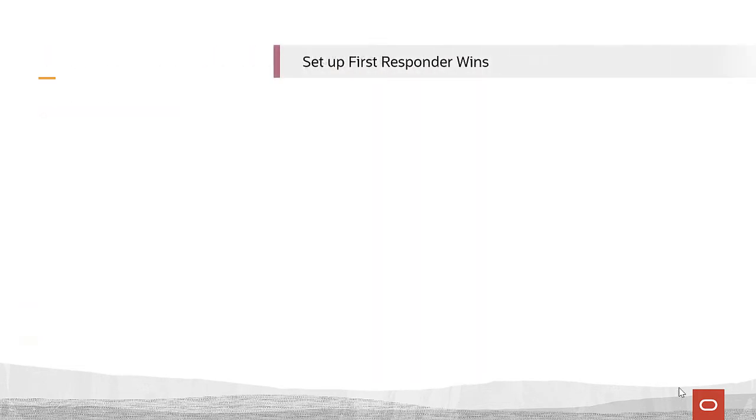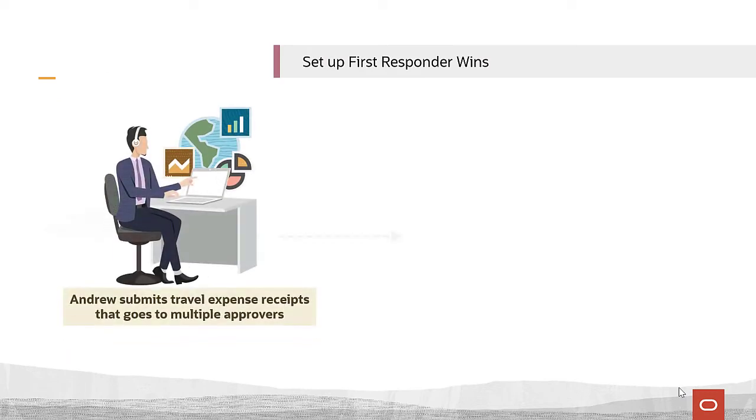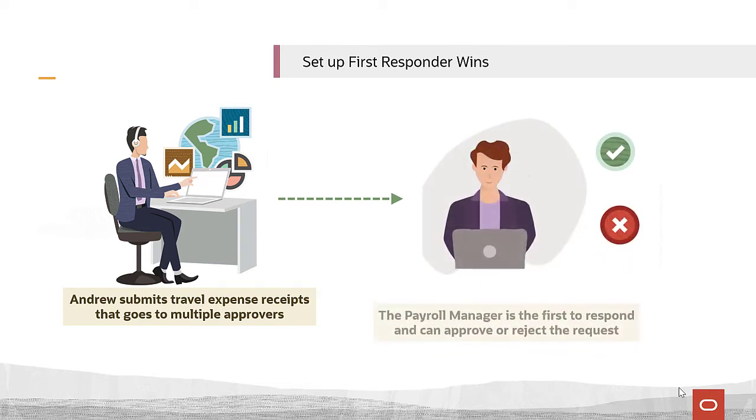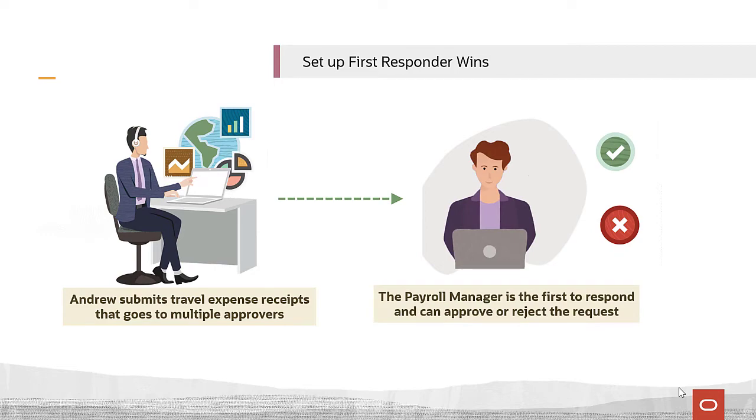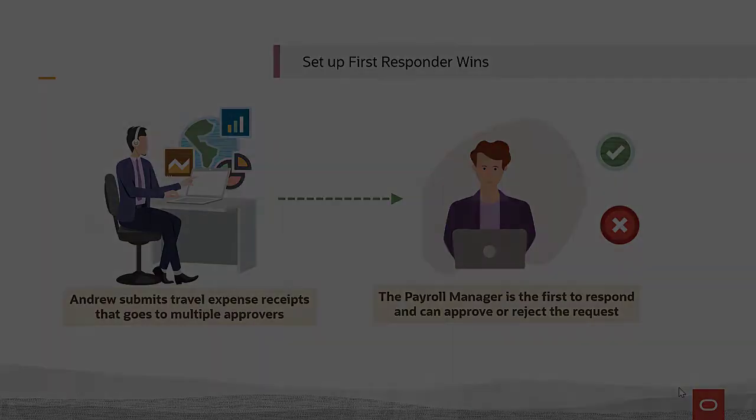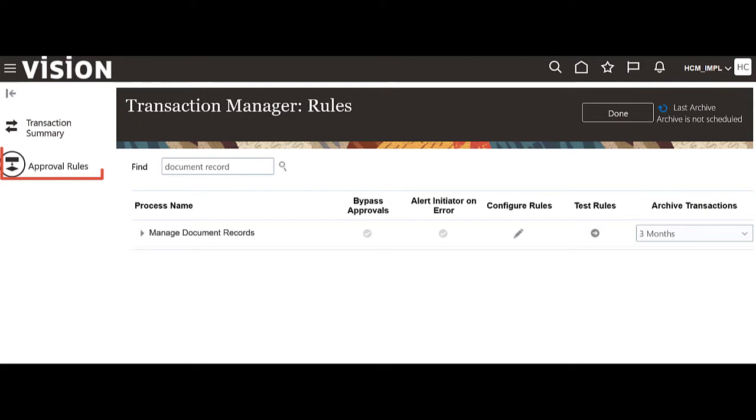Now we've seen the 2 ways to configure your parallel approvers. Let's look at how to set up each. In this first example, we'll set up parallel approvals for employee travel expenses, where the first person to respond to the notification is the only response needed. First, ensure that you are on the Approval Rules tab. Start by entering the task that you want to configure and click Search. For this example, the document record task is needed.